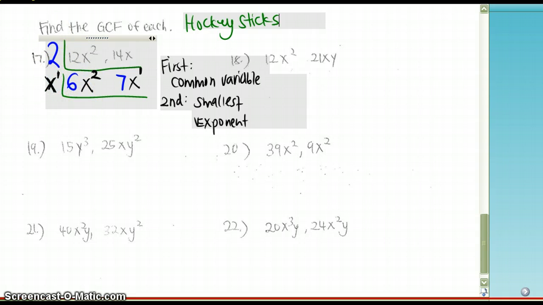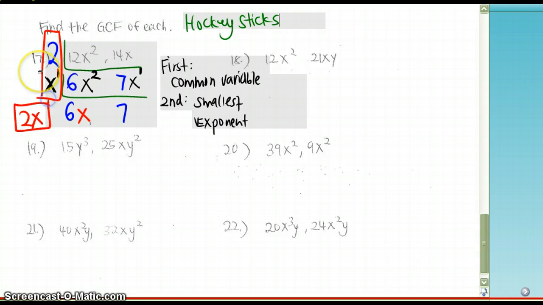So when I divide, I'm basically subtracting because it's really being taken away. So when I divide x with 6x squared, I still have the 6, but the x squared, and I take 1x out, then I only have 1x left. For the 7x, when I divide with an x, I still have the 7, but then the x, because I had 1 and I took 1 out, then I have no more x's. So that would be the work that I show for the hockey sticks. Then to find the GCF, remember I am multiplying the side numbers. So that would be the 2 and the x. So my final answer is 2x for number 17.